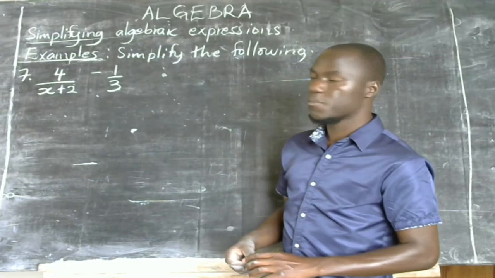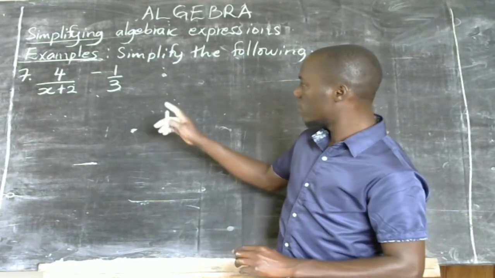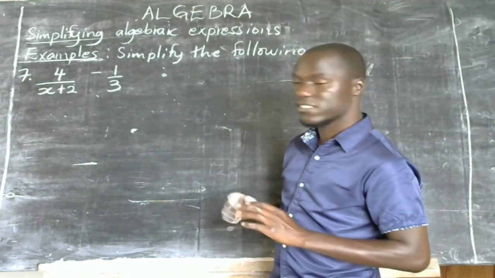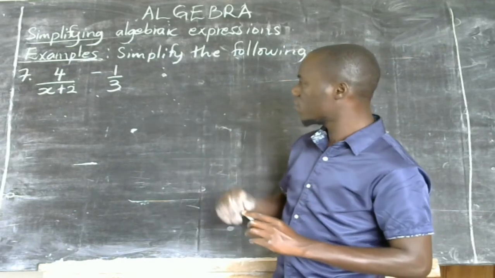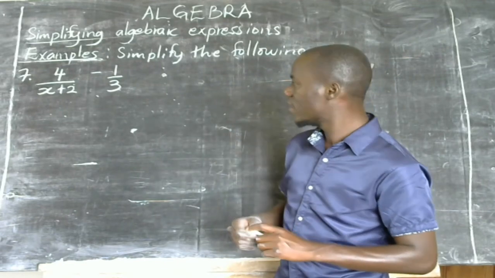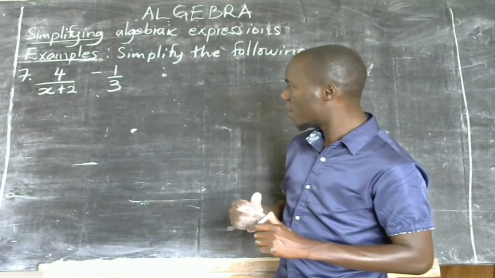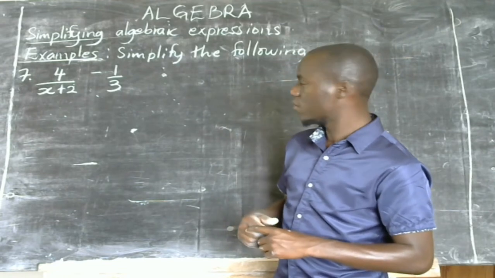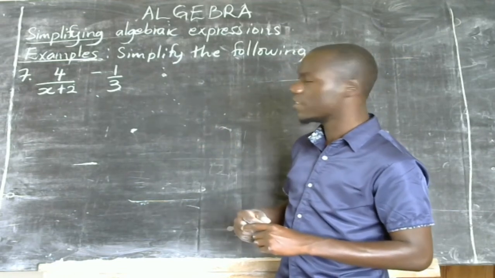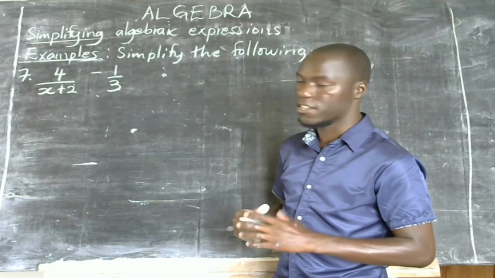So my example 7, I still have fractions there, but this time round, one of the denominators involves an unknown. So I need to get the LCM there, then I try to simplify the numerators.